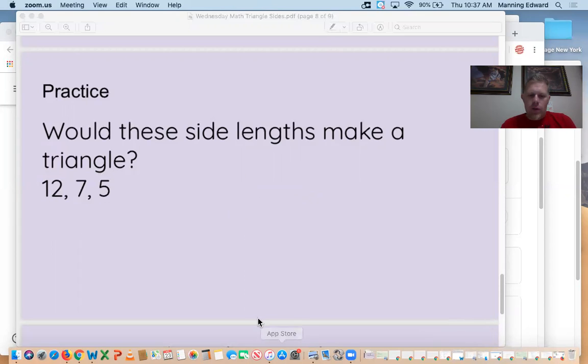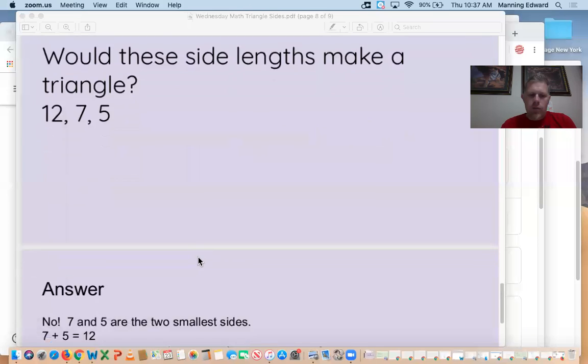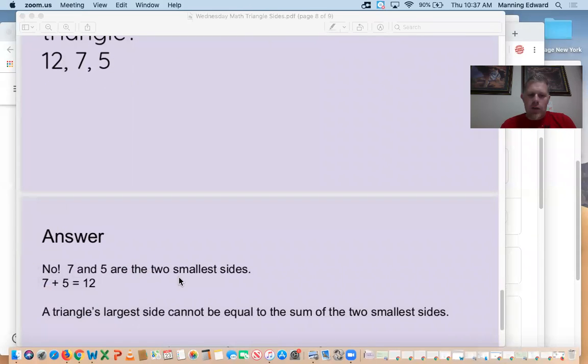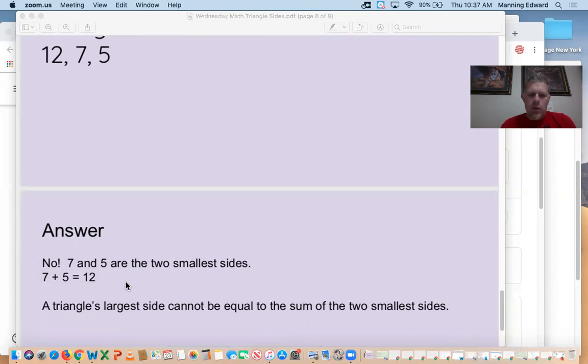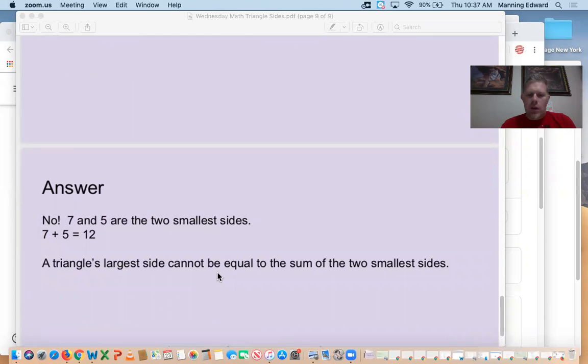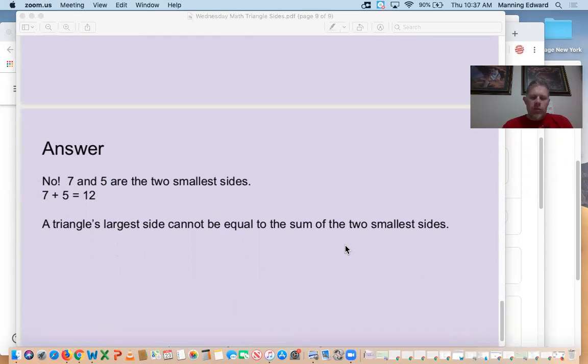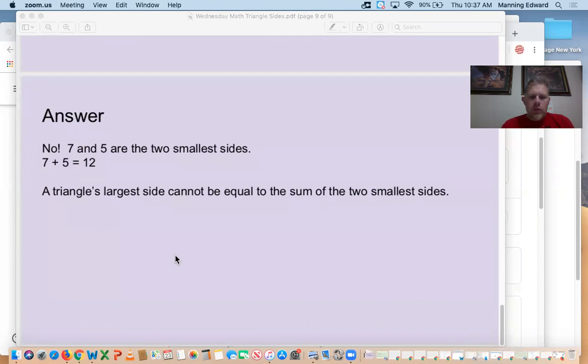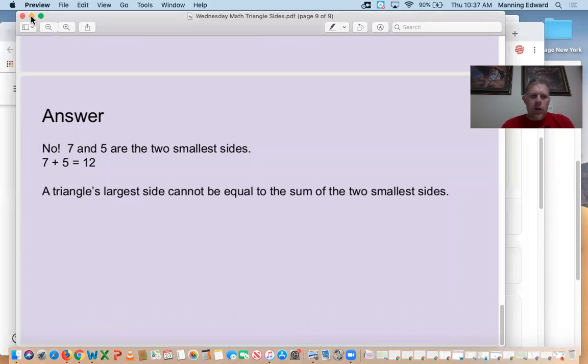Okay, let's take a look at what they say. No, 7 and 5 are the two smallest sides. 7 plus 5 is 12. So it cannot be equal to the sum of the two smallest sides. It must be smaller. All right, so that is done with that little presentation.